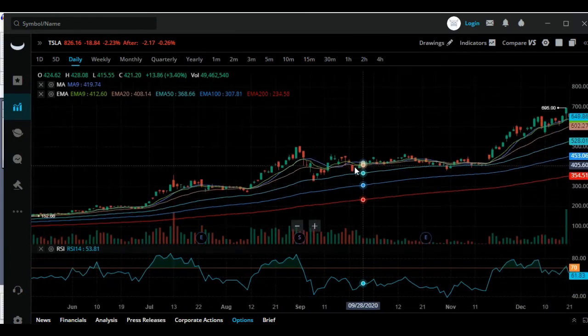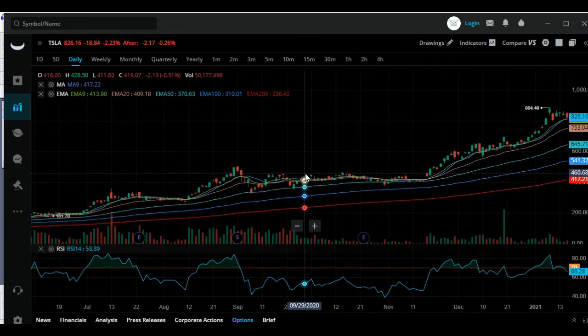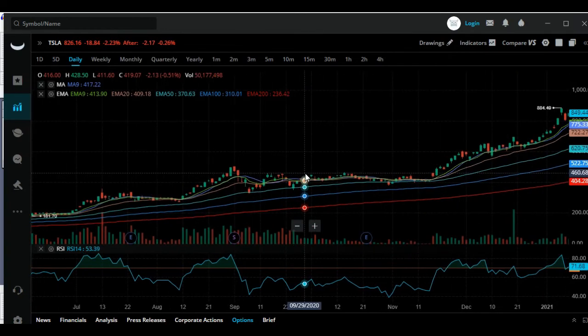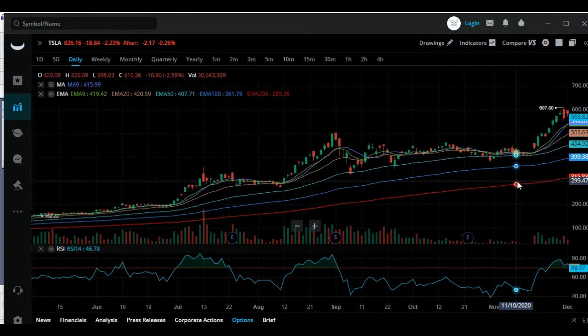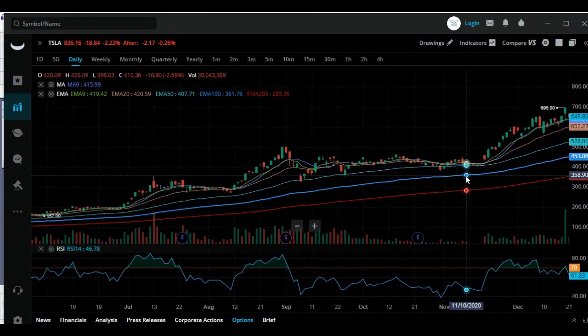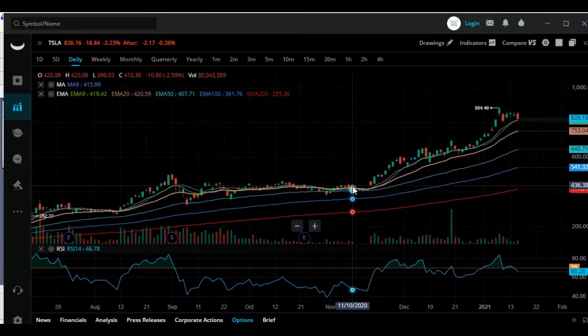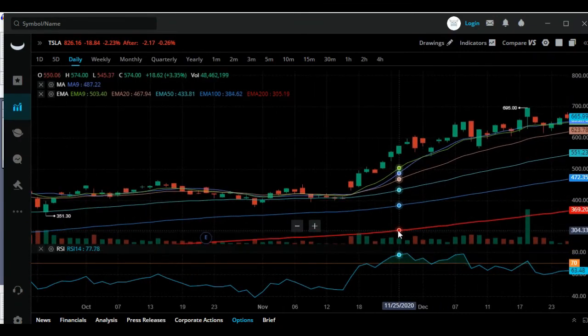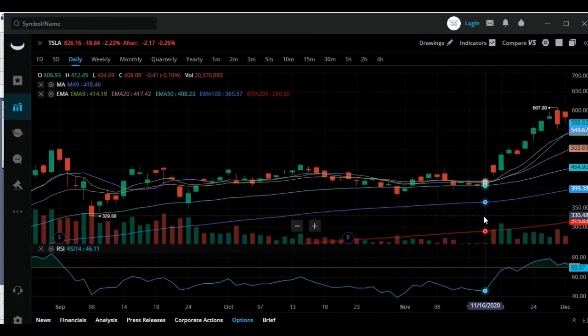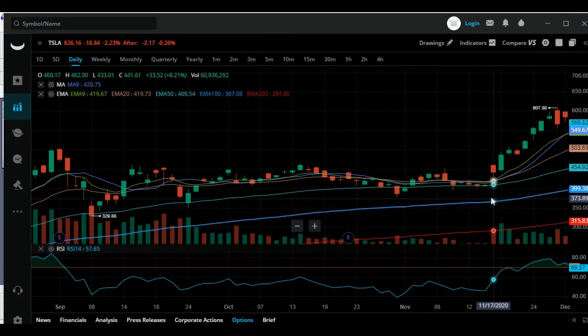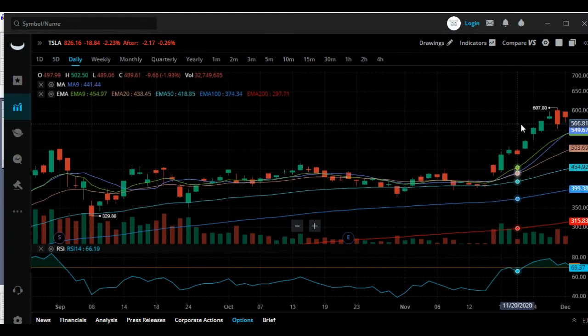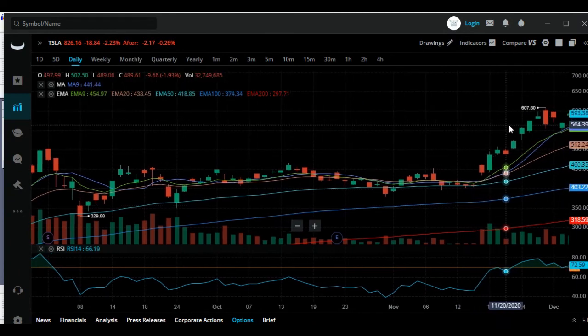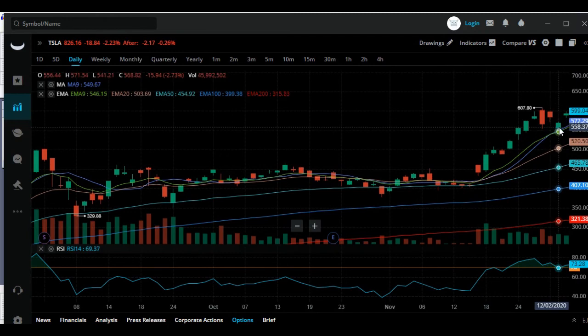But what you'll see here is that a lot of the time, just because the stock shows that it is overbought, it can sometimes continue to go up and up and up. And even if you do want to get into a stock because it's in a solid uptrend, you do want to wait for some type of pullback, even if it's just back to this first moving average.